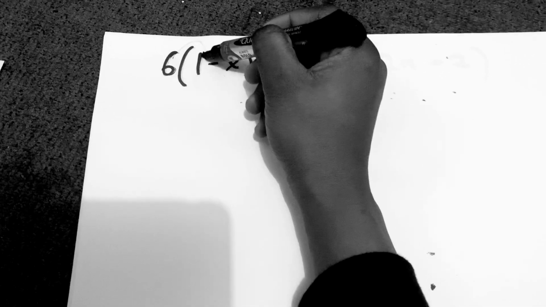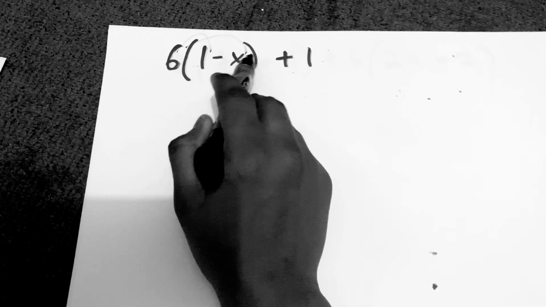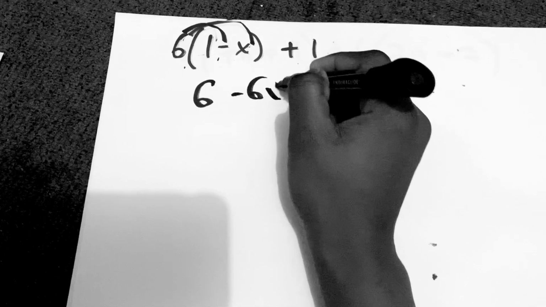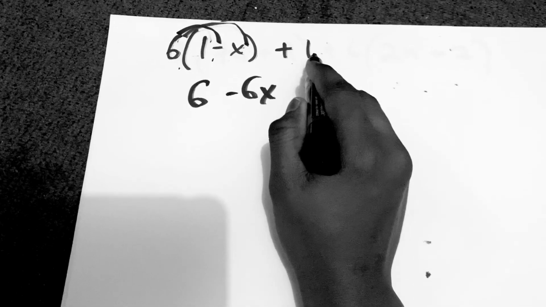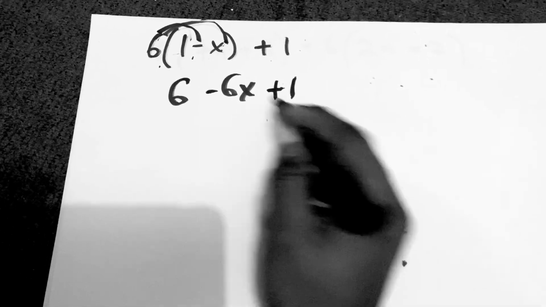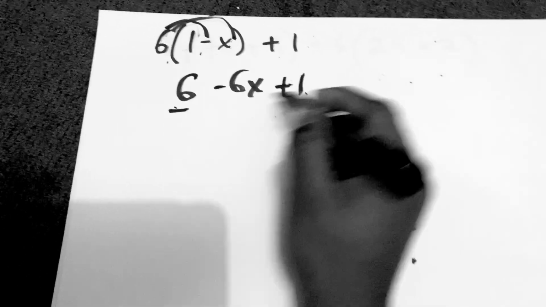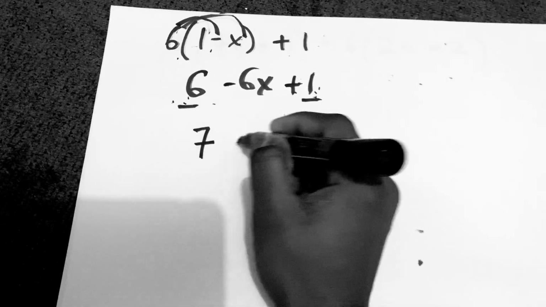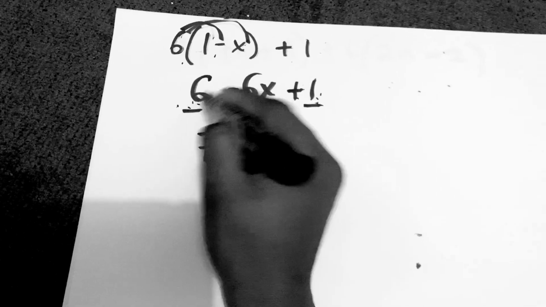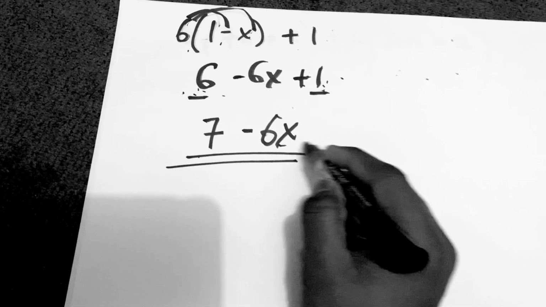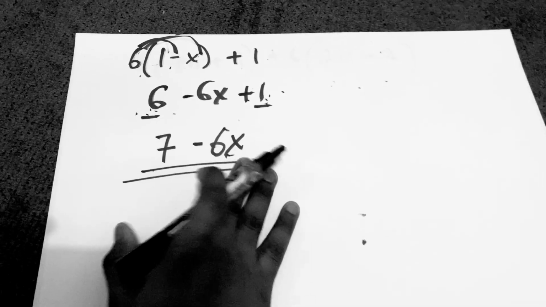Now, 6 is multiplying 1 and 6 is multiplying negative x, as in the FOIL method, because of the parentheses. 6 times 1 is 6. 6 times negative x is negative 6x. This positive 1 was not affected by the parentheses, so you bring it back. 6 plus 1, these are like terms, so you add them. 6 plus 1 should be 7 minus 6x. Can you add these two? No, you can do nothing with them because they are not like terms. So this is your final answer. You want to leave it this way.